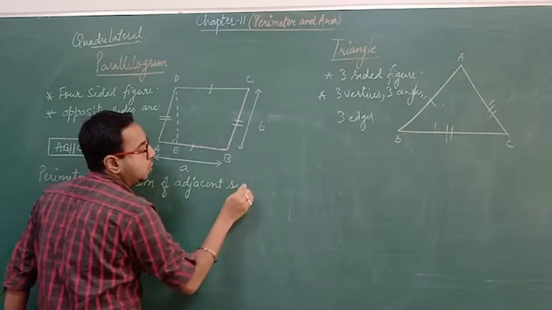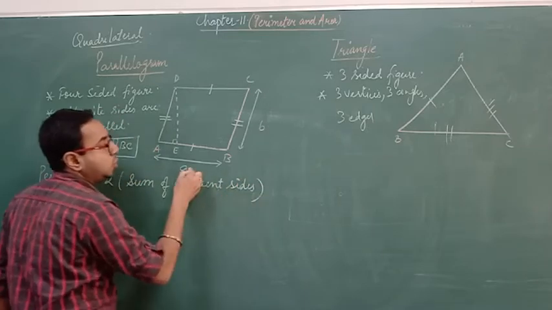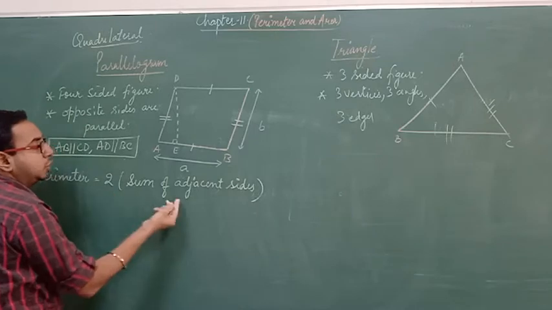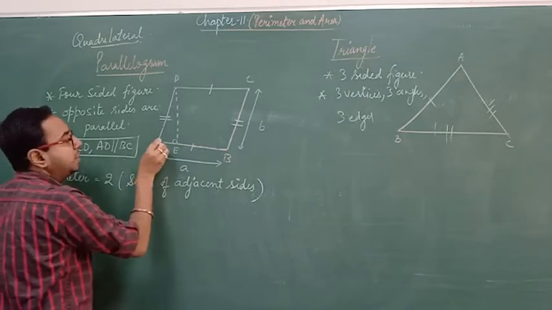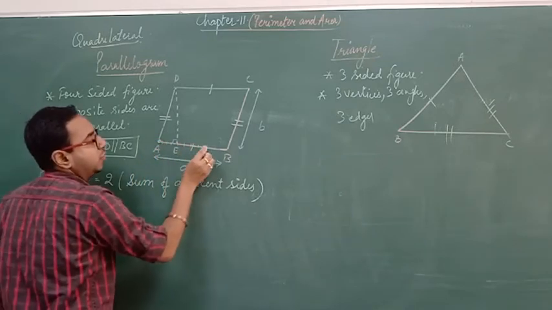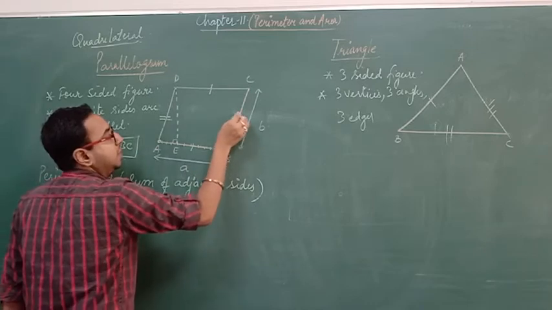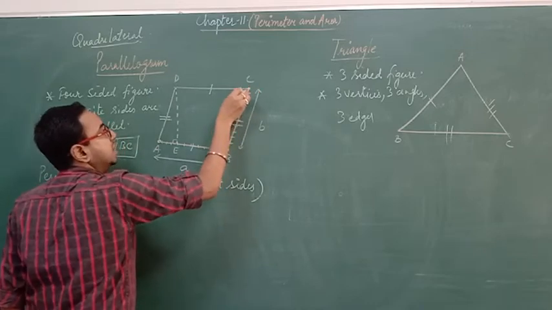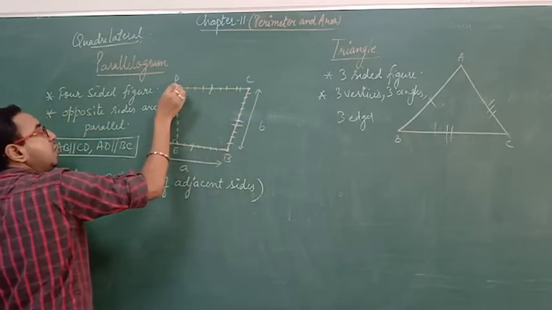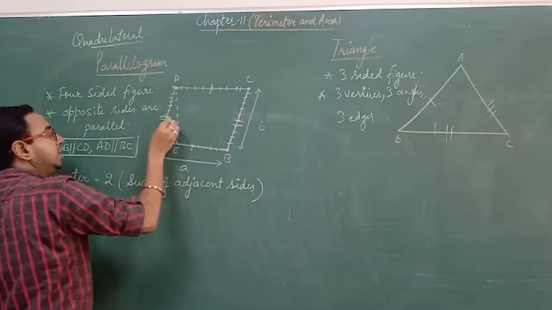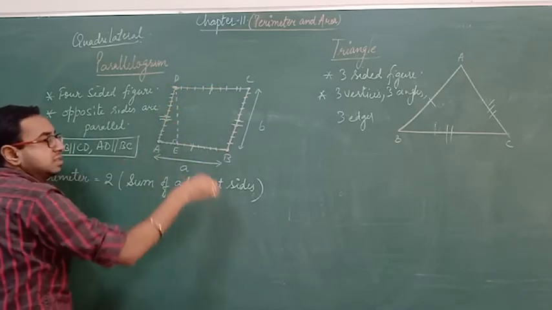So what will we do? Adjacent sides will be given to you. Add them and multiply by 2. You will get the perimeter. This is what the perimeter is, no? Moving, we reach B. We reach C. We reach D. Finally, we reach A, and hence the perimeter.